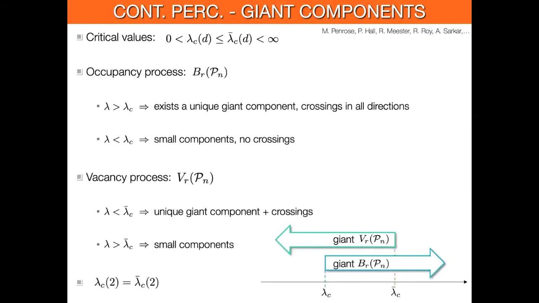In 2 dimensions, it doesn't happen. So in 2 dimensions, both thresholds are the same, and we do not have that. But for higher dimensions, they can live together, they can coexist. And that's how it is in the continuum percolation model.